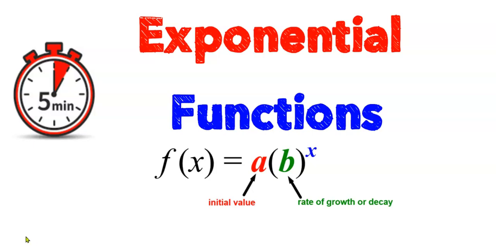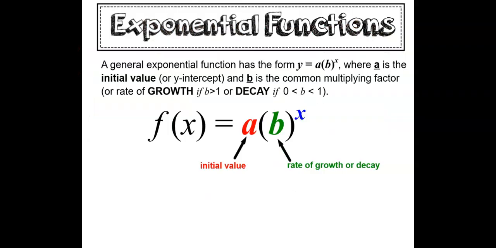Exponential functions in 5 minutes. An exponential function is different than a linear function. It doesn't have a constant rate of change, meaning it doesn't increase and decrease by the same amount each time. But an exponential function can increase or decrease. It just doesn't look the same as a linear function.